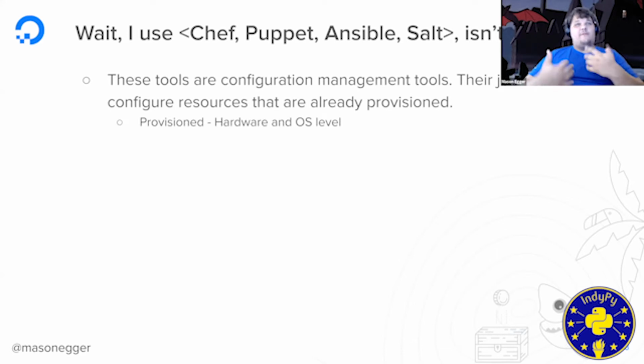So when you provision something, that's a hardware or OS level. There may be a base set of packages that you install because you know they're going to be on everything. That's okay. You may pair Terraform with a tool like Packer, which essentially is a tool for building OS images, and then that way you have a golden image that you deploy.